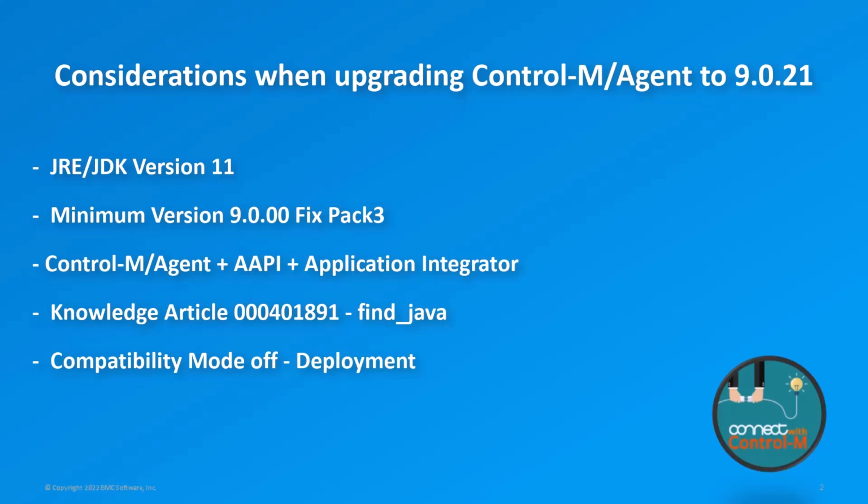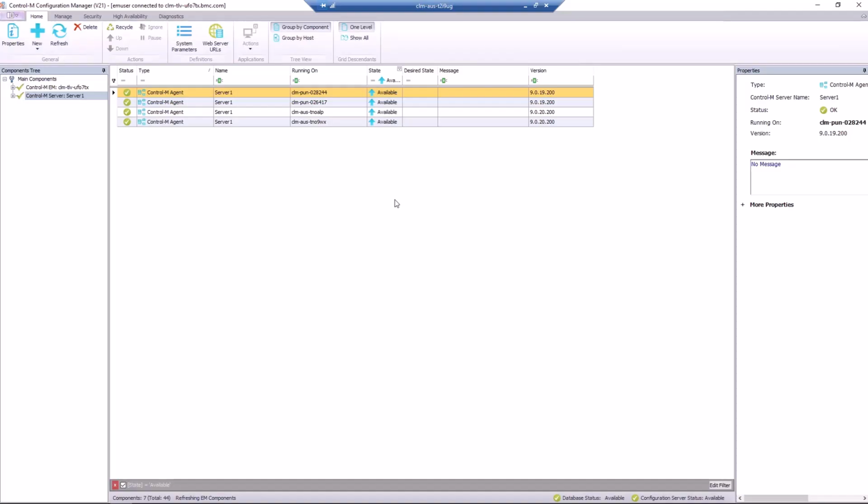For installing the Control-M Agent manually on Windows environments, and to prevent finding the Java location and defining the variable manually, in the article 401891, we'll find the script find_Java, which is going to assist us in this process. We'll review it later on. Last but not least, for deploying the new Control-M Agent version 21, it is required to have the compatibility mode switched off.